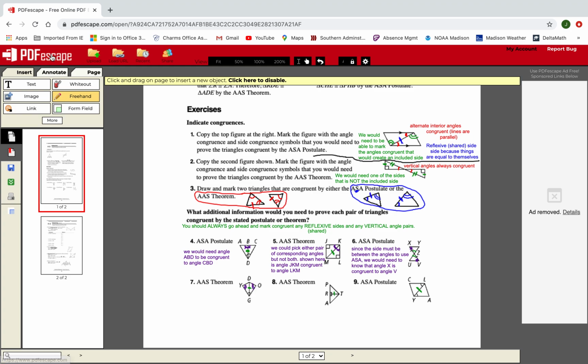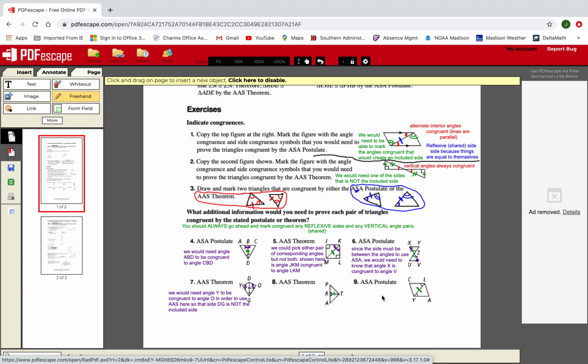So for this one, we would need angle Y to be congruent to angle O in order to use AAS here, so that side DG is not the included side. Because if it was the included side, we would use ASA. And they want us to use AAS here. So hopefully that makes sense.